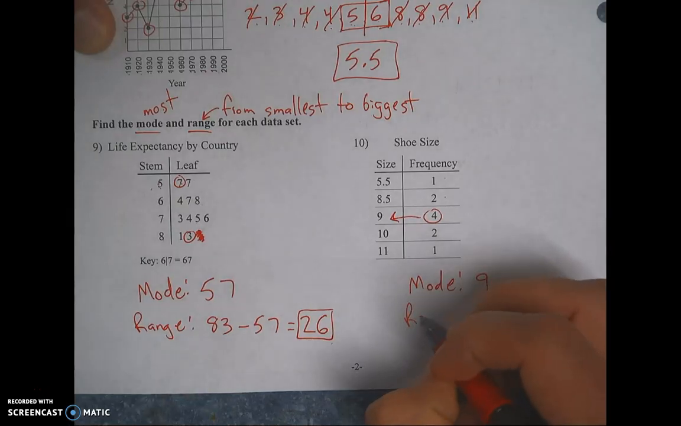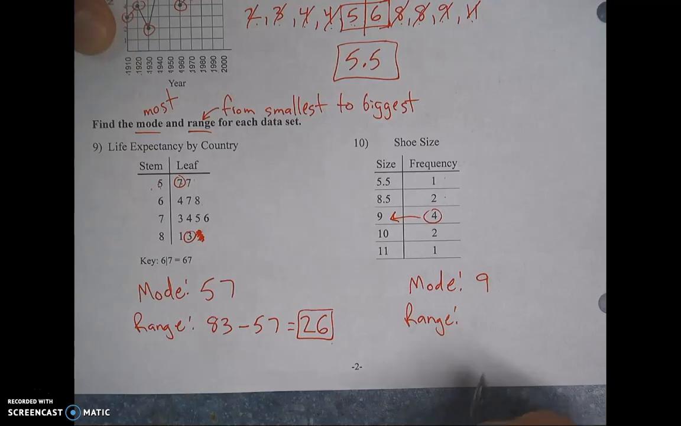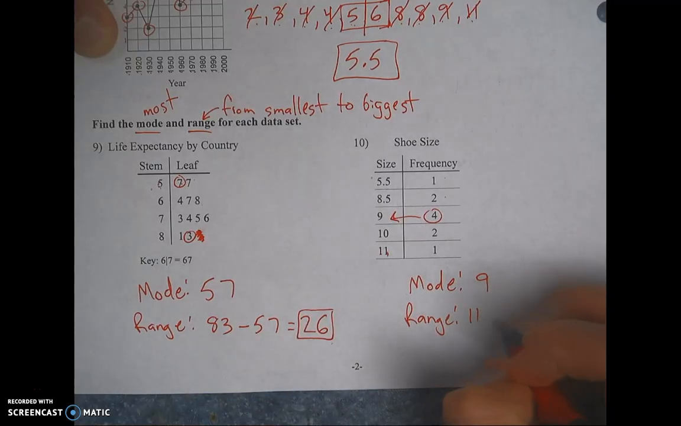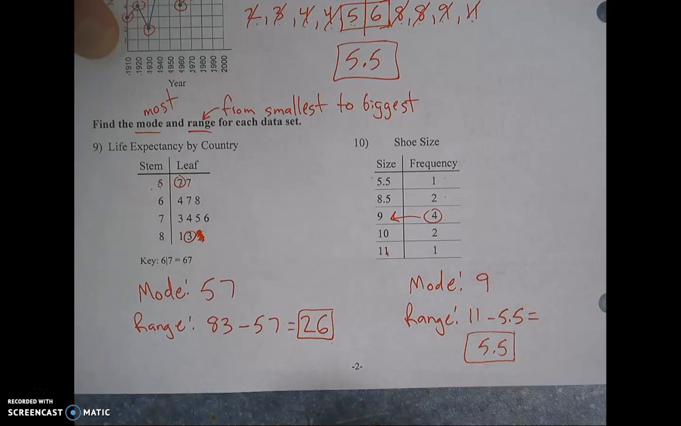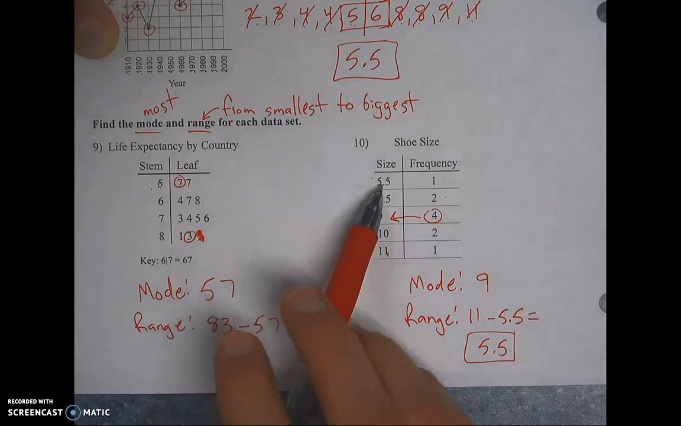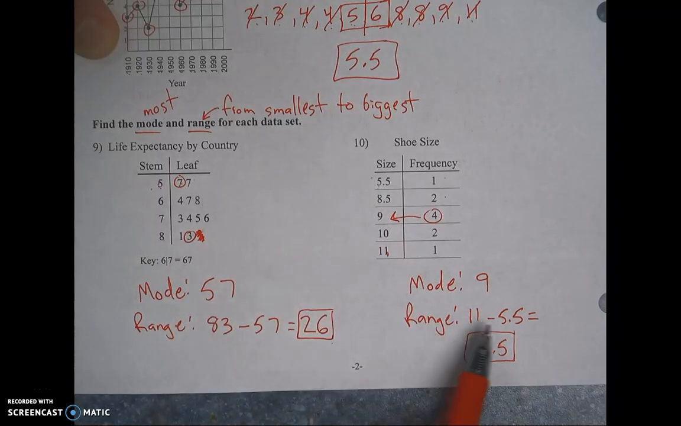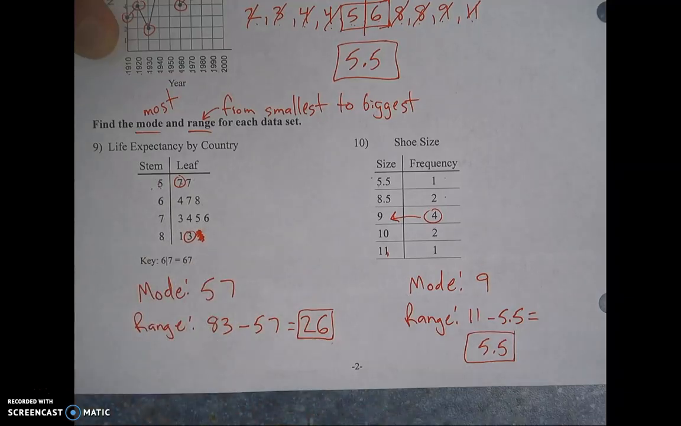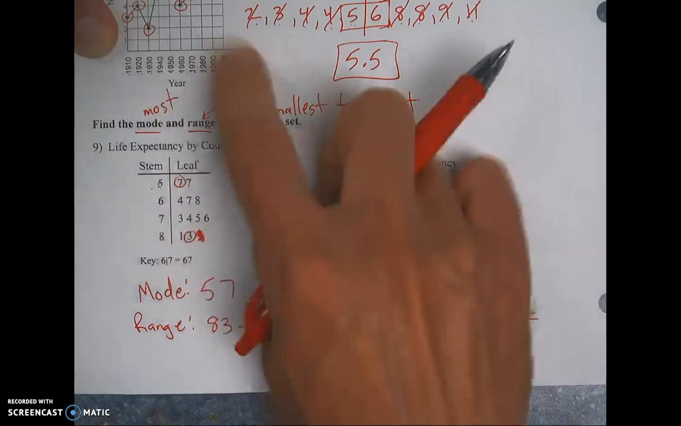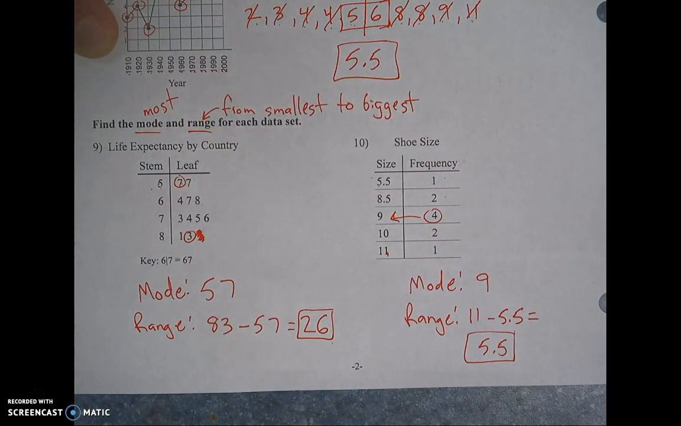And the range, you're going to go from the biggest to the smallest. So the biggest is 11, the smallest is 5.5. So my range of numbers, if I subtract these two, is 5.5. Now just be careful, this 5.5 is not because of this number. It's just the difference between these two, just like over here, it was the difference between these two. All right, so now that covers how do I interpret this data, and now how do I do something with it?